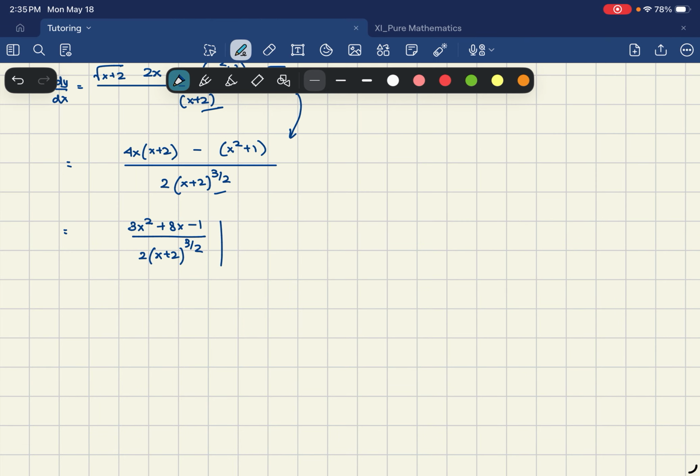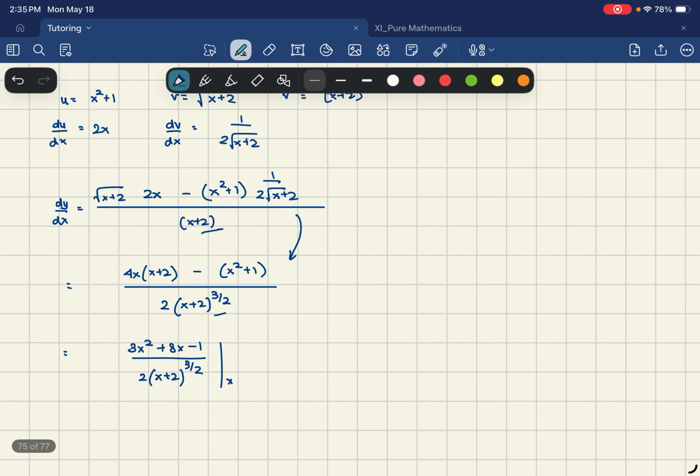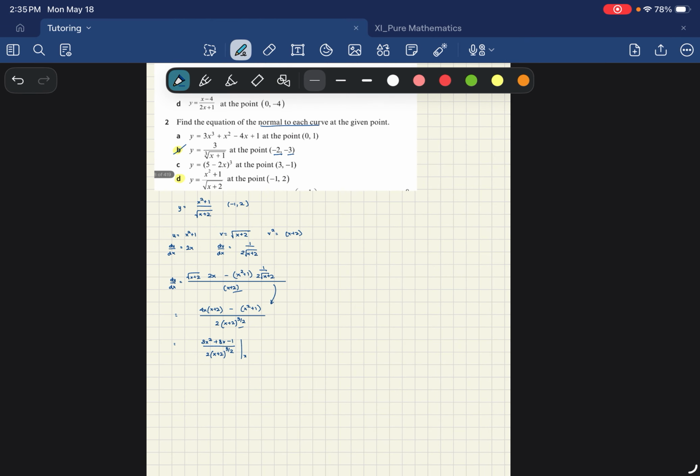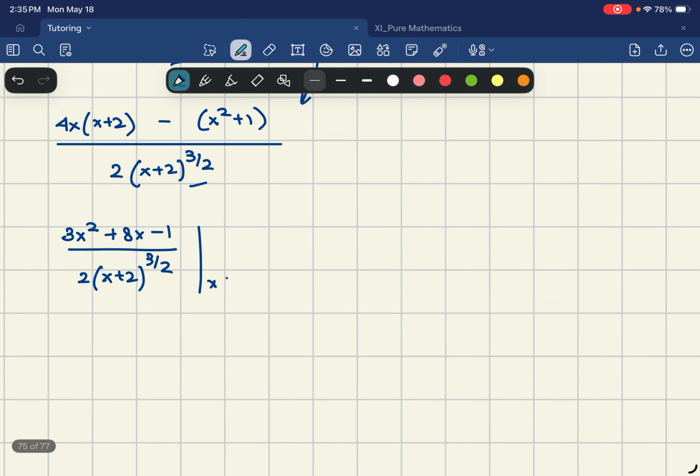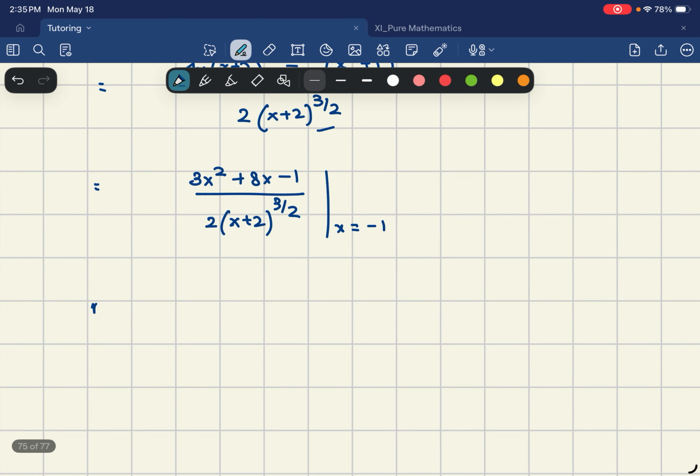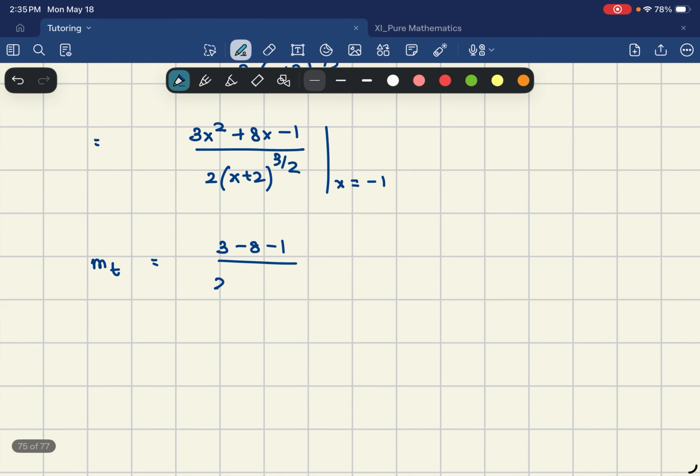Now I need to substitute x is equal to -1, right? I need to find it at -1, and that is going to give me the slope of the tangent line. dy by dx at a particular value of x is always the slope of the tangent line. So the slope of the tangent line is going to be 3 minus 8 minus 1 divided by 2 minus 1 to the power 3 over 2.